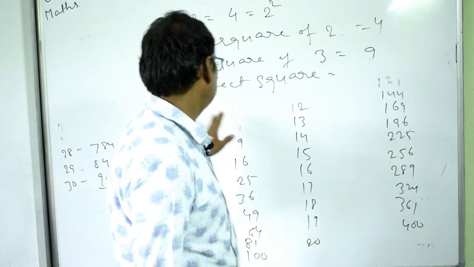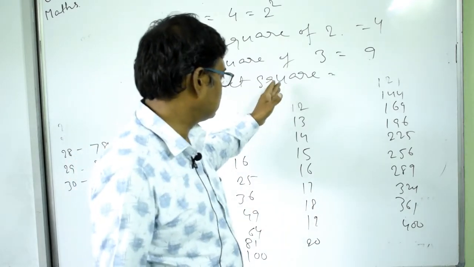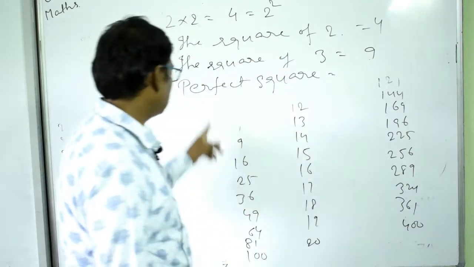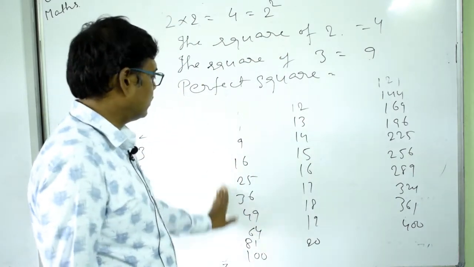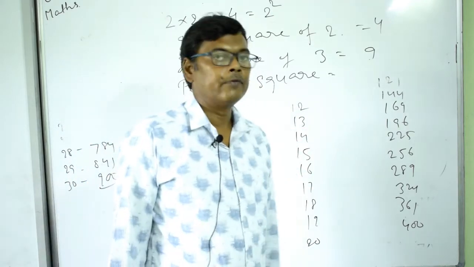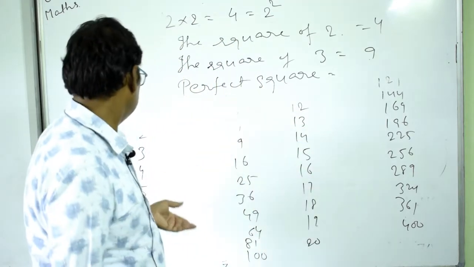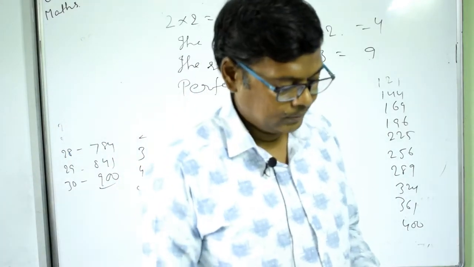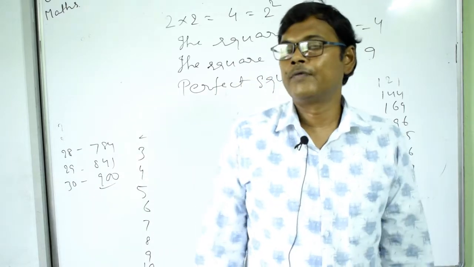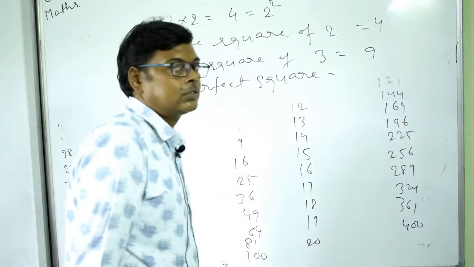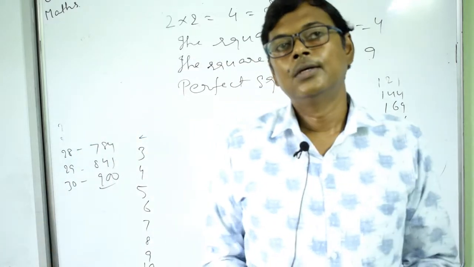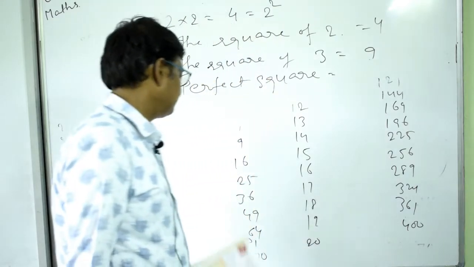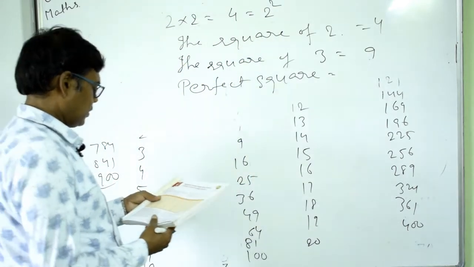For example, here I have written the squares of these numbers. These are the squares of whole numbers, and these are also squares of whole numbers. So all these numbers are called perfect squares, because all of them are the square of a whole number. And those numbers which are not the square of a whole number are not called perfect squares. So these are the perfect squares.